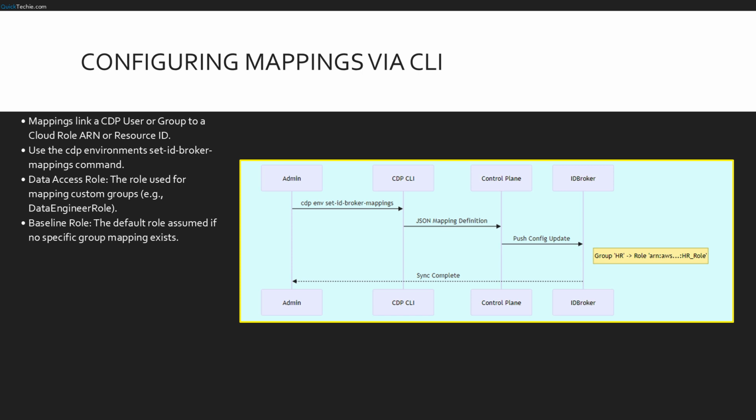The admin sequence starts with the CDP CLI command. The admin sends the mapping definition. The CLI pushes this to the control plane. The control plane then syncs this configuration down to the IDBroker instance running in your data lake. The note highlights the result. A specific group is now mathematically linked to a specific cloud role.